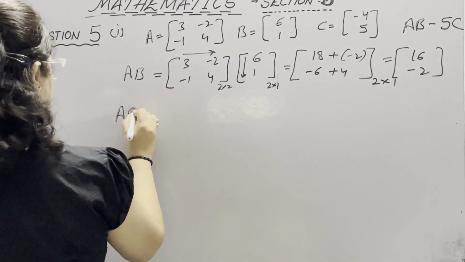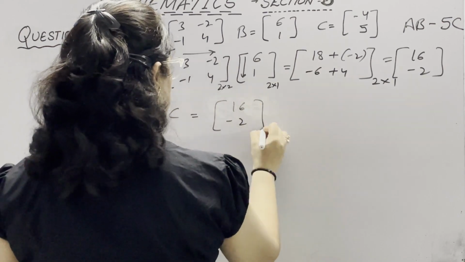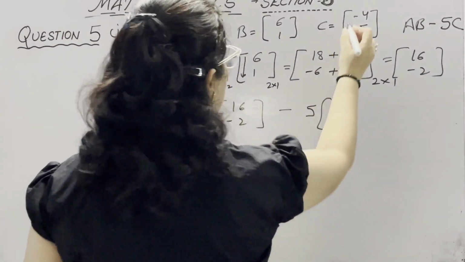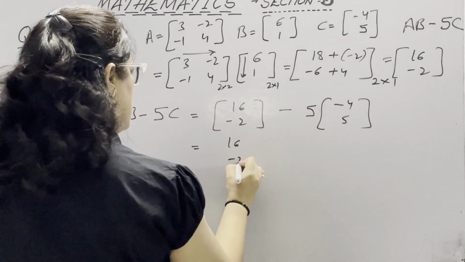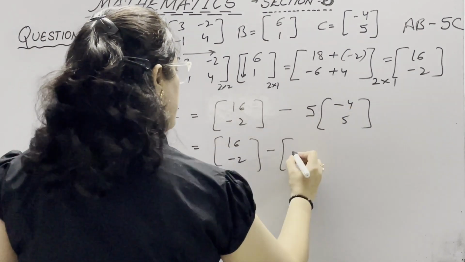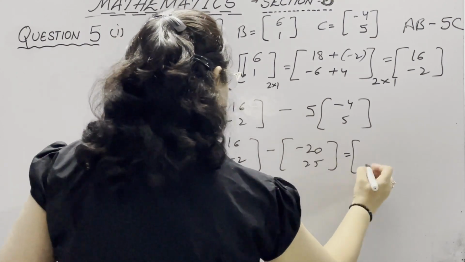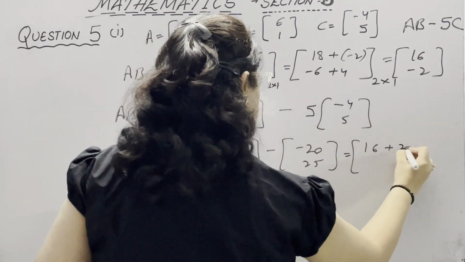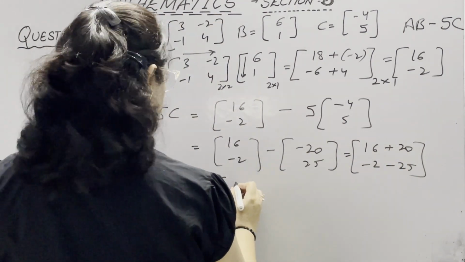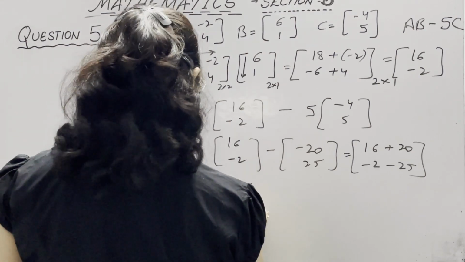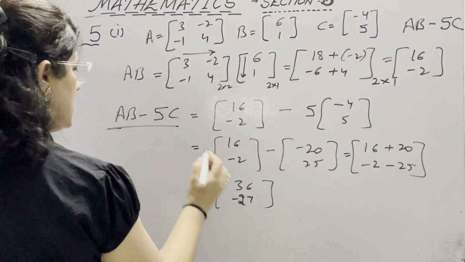Now 3AB minus 5C is required. The value of AB is [16, -2, -5], and the value of C is [-4, 5]. So 16 minus 2 minus 5 multiplied by 4 is minus 20 and then 25. It means 16 minus minus plus 20 and then minus 2 minus 25. So 36 and then minus 27. This is the answer of 3AB minus 5C.